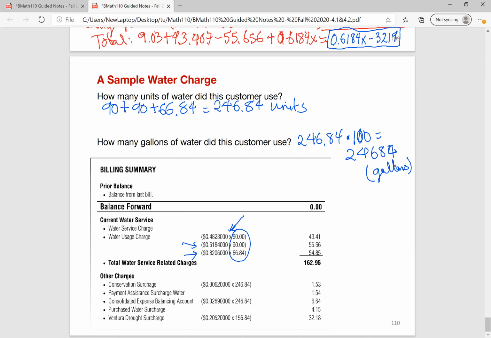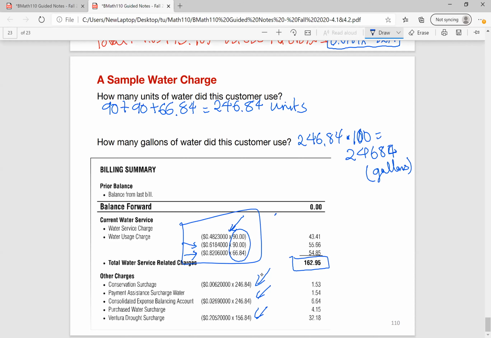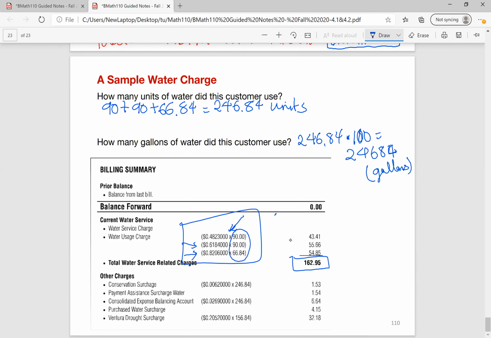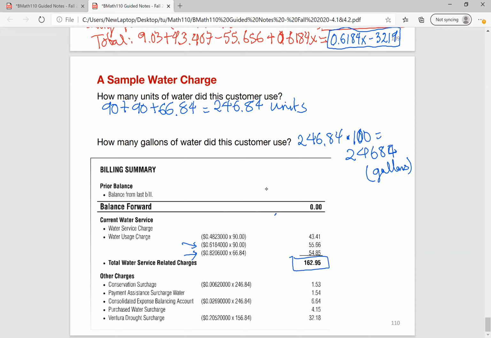Okay, so you can see down here is where they calculated for another chart, but mainly this is the chart for the current water service. And actually they don't have a water service charge fee, they just have the water usage charge only.